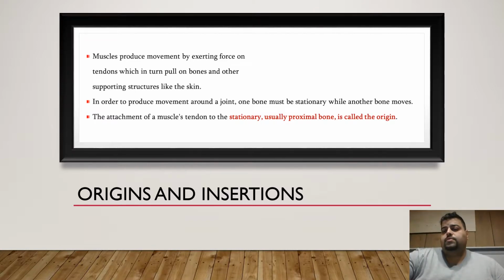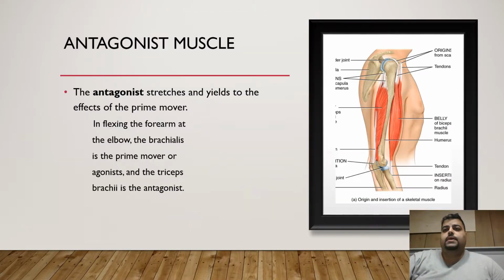In order for a muscle to move, it has to either originate or insert somewhere on a bone. Knowing the difference between the origin and the insertion is very important. The origin of a muscle is where the muscle attaches to the bone that does not move, whereas the insertion is the site where the muscle attaches to the bone that moves.